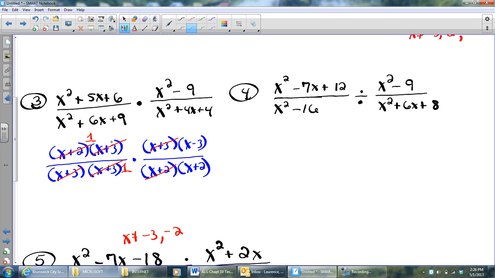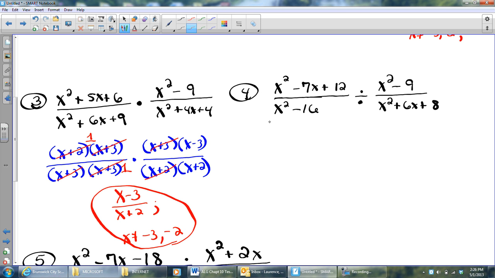So now my problem is really 1 times x minus 3, which is simply x minus 3. My denominator is 1 times x plus 2. And there's my solution right there. I'm not solving for x. I'm just telling you what this multiplication problem simplifies into and the restrictions on x.